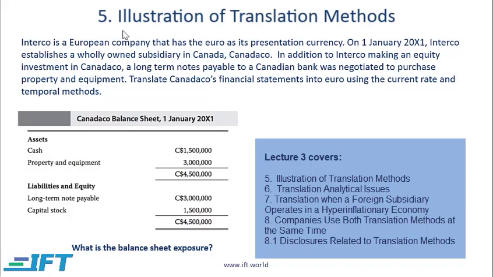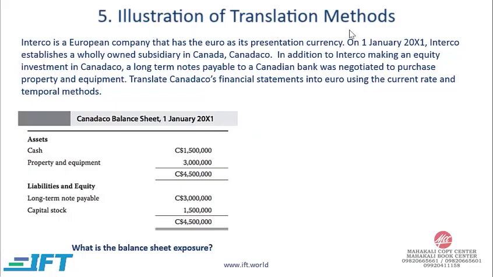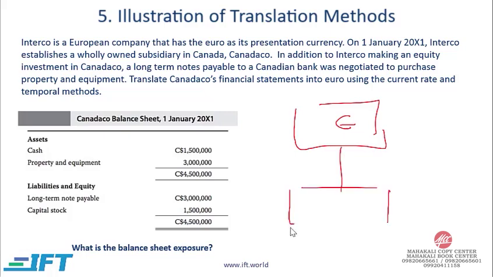We now come to section 3.3, where we will look at an illustration of translation methods. And this will be through an example presented in the curriculum. This is an embedded example. It's not one of the blue box or gray box examples. Interco is a European company. So our parent company is based in Europe. The presentation currency is the euro. This parent company establishes a subsidiary in Canada. The foreign currency is the Canadian dollar.